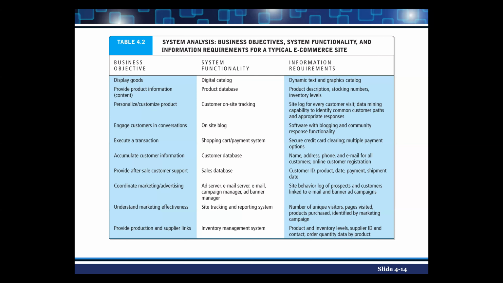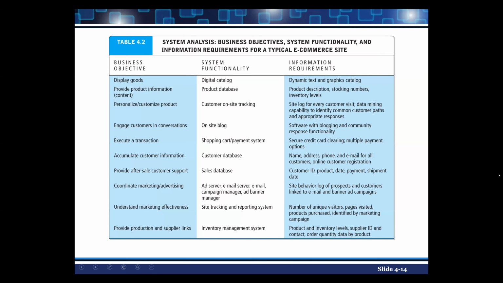So these are three different levels. The first one, in the left-hand side column, is the objective in terms of business. You can see that it avoids technical terms, while system functionality is more technical than the business objective. And information requirements is the detail for that functionality, the information that we need to provide for that system functionality.